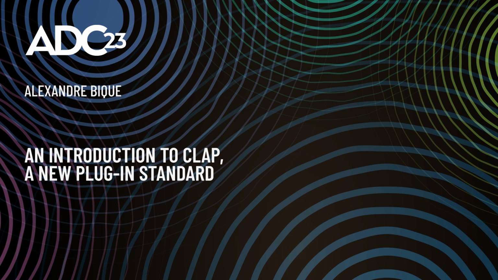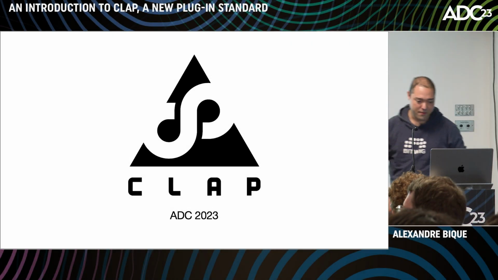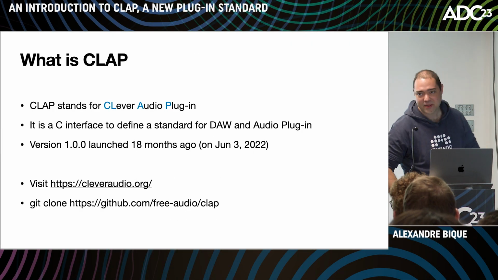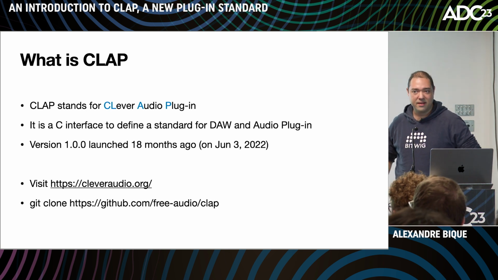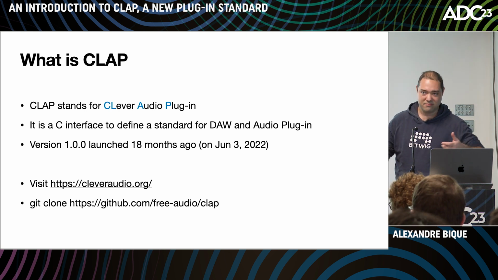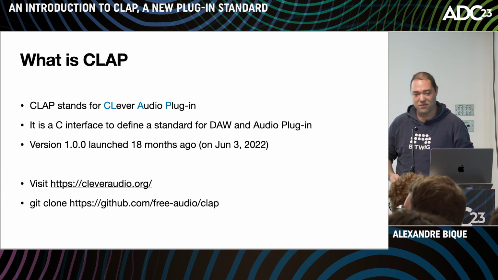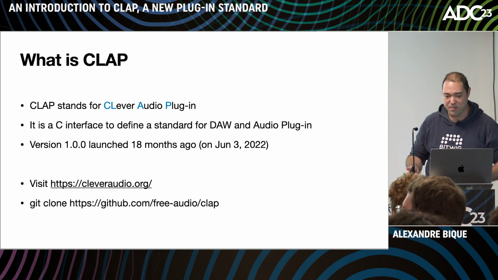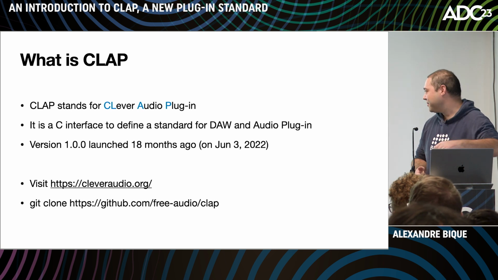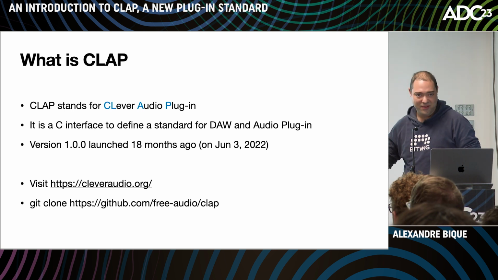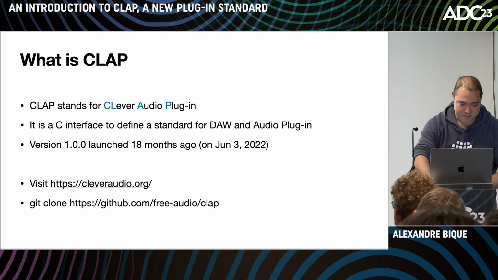So I'm about to talk about CLAP. First, what is CLAP? CLAP stands for Clever Audio Plugin. It's a C interface to make a plugin, so you can talk between plugins and the DAW. It was released 18 months ago, and here you get all the details to check out more info about CLAP.